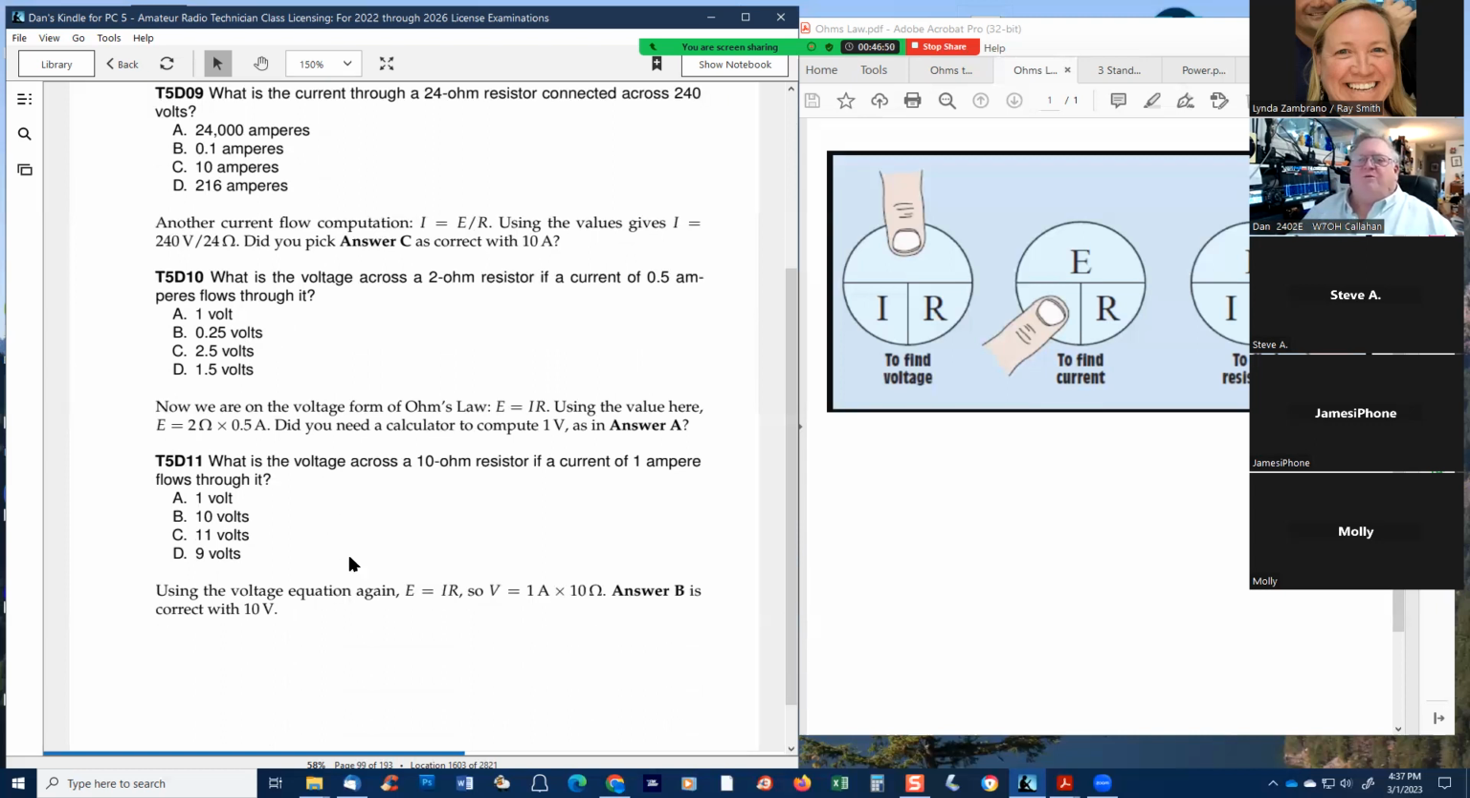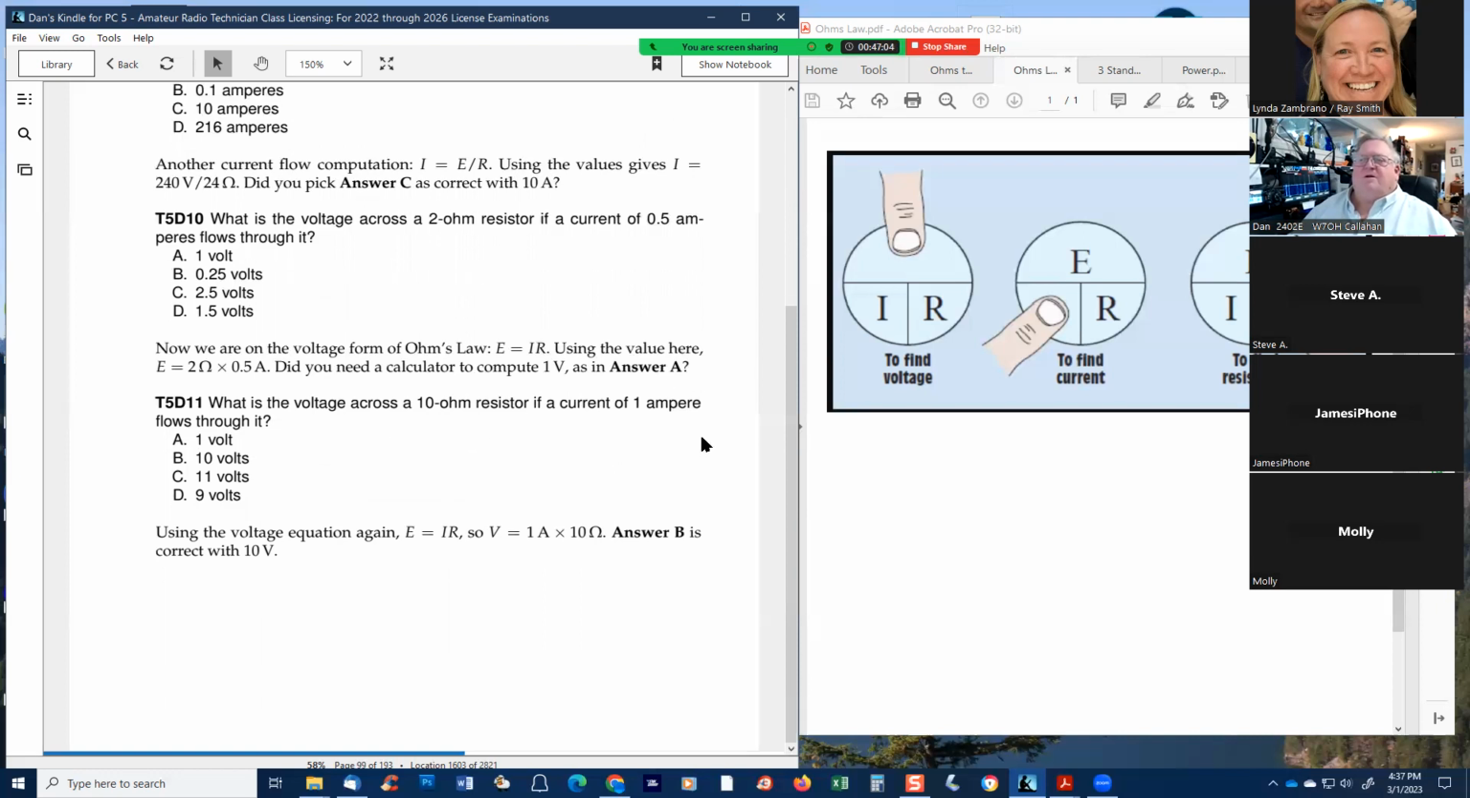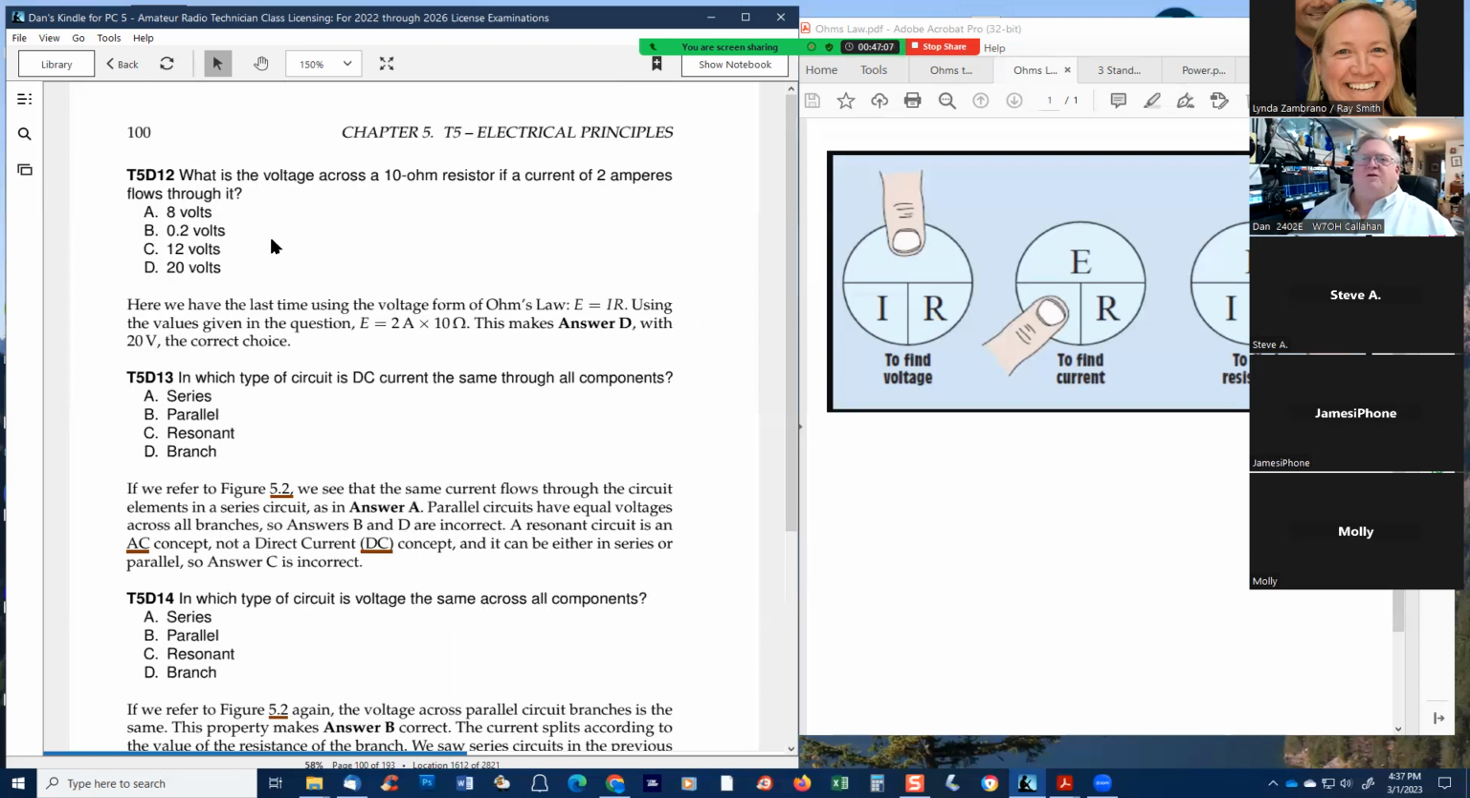Voltage across a 10 ohm resistor, current of 1 amp. 10 ohm resistor, voltage is I times R. It will be 10 volts. What's the next? These go on. These are kind of repetitive at this point, I hope for you, because you're seeing how simple these are.